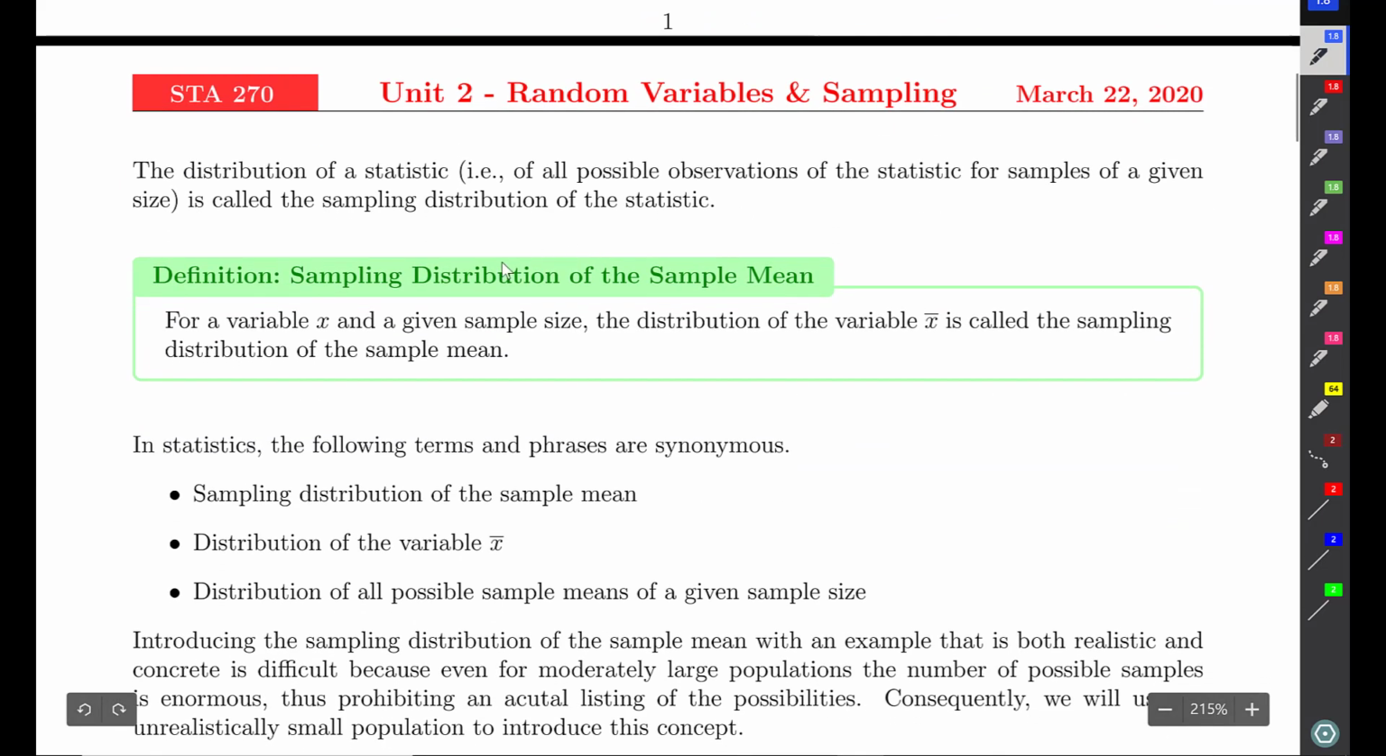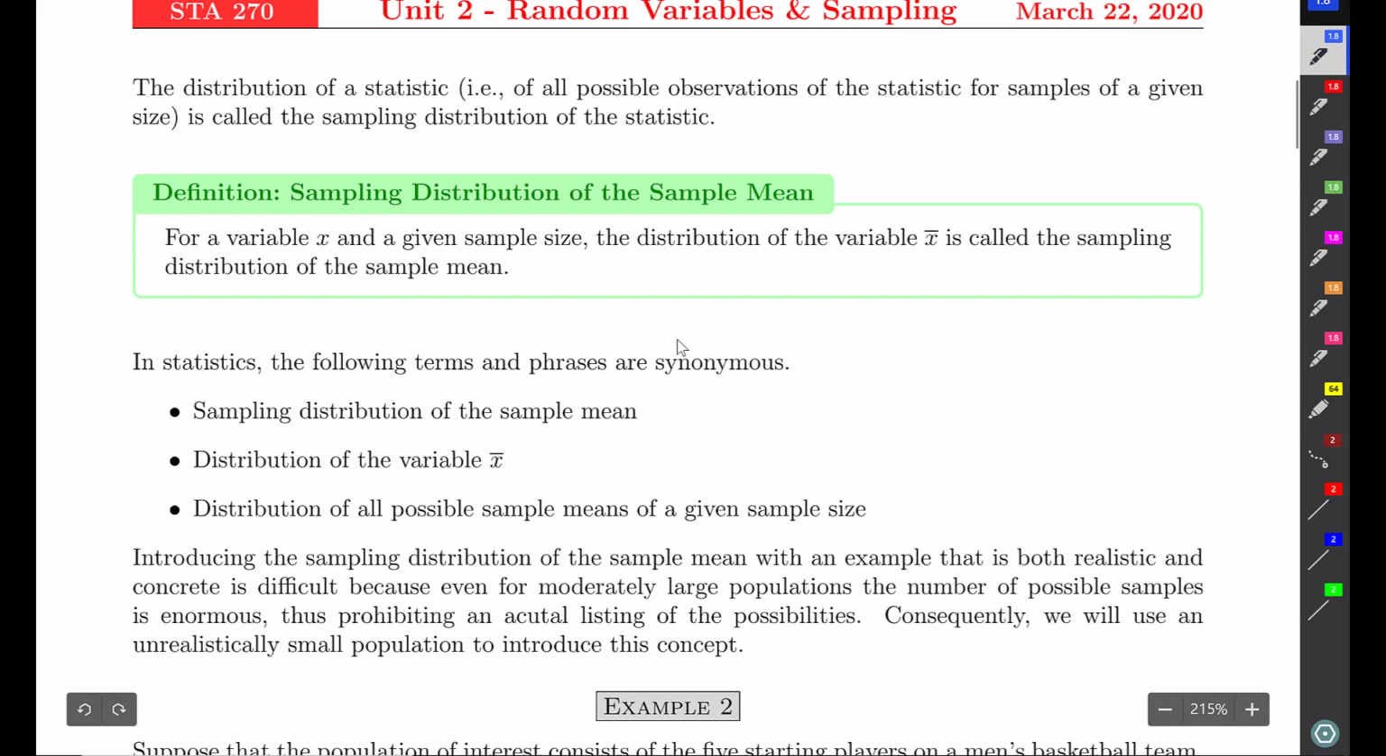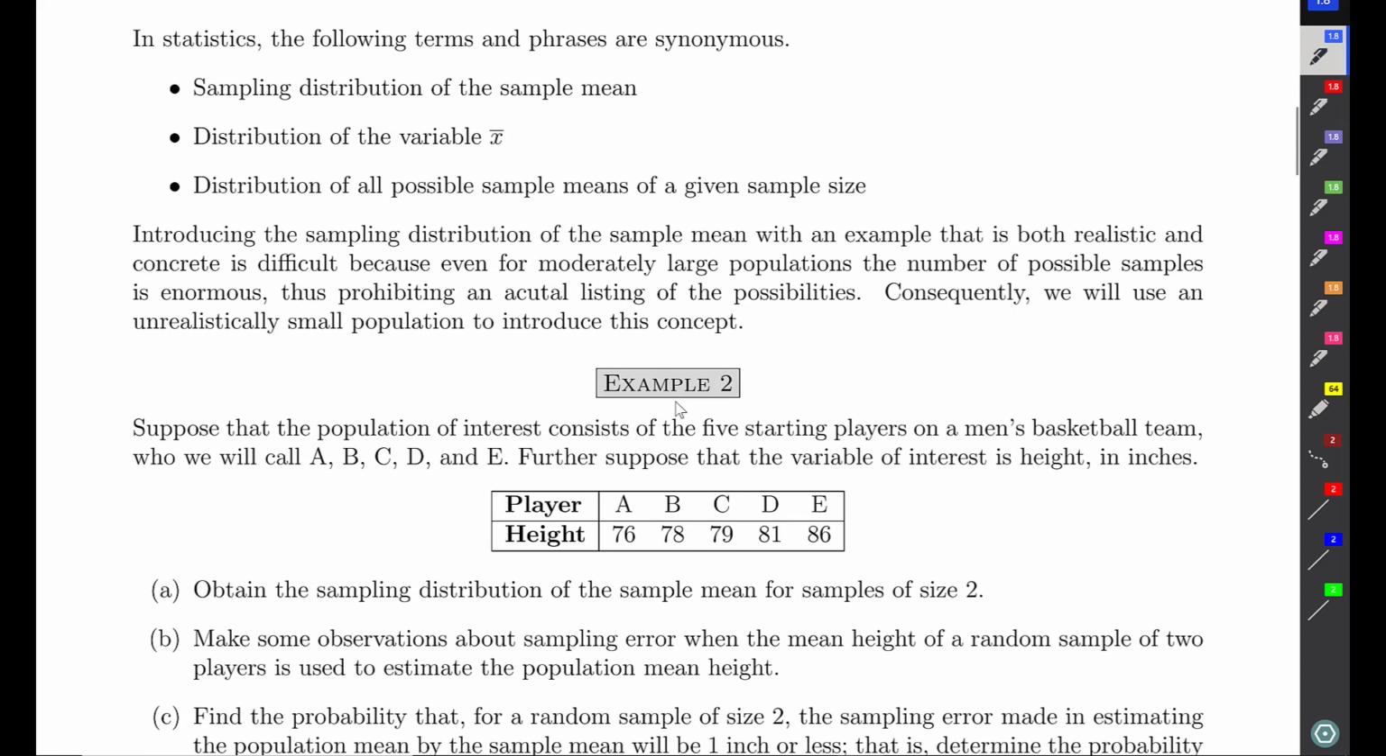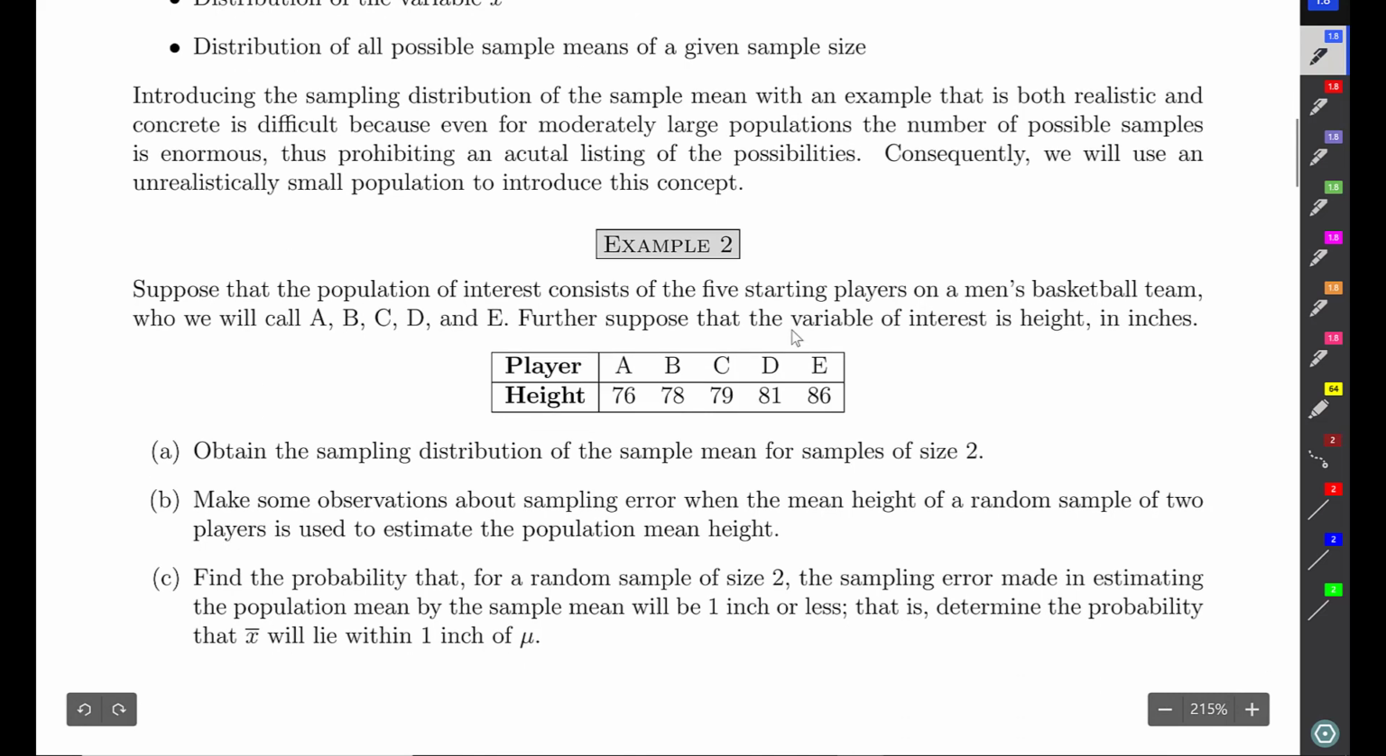So here is the definition for the sampling distribution of a sample mean. It says for a variable x in a given sample size, the distribution of the variable x bar, so that's our sample mean, is called the sampling distribution of the sample mean. Again, don't get too confused just yet. As we go through the examples, maybe things will start to clear themselves up. With example 2, that's where we'll start looking at that.